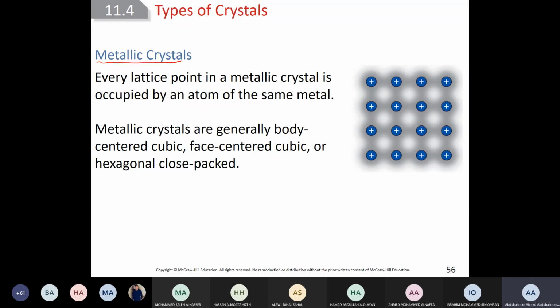If you have metal, usually the metal is arranged like this and the electrons are around it. And this is the bond. This is called, the electrons are making what's called electron sea, or electron cloud.